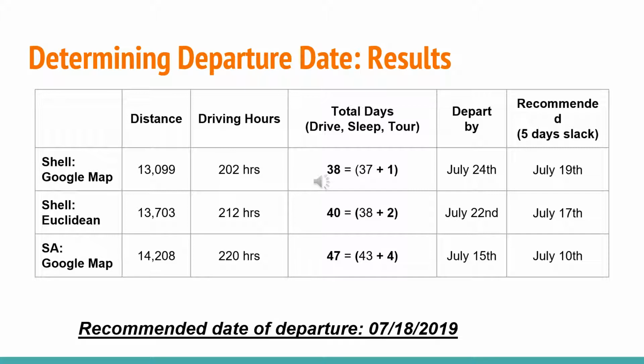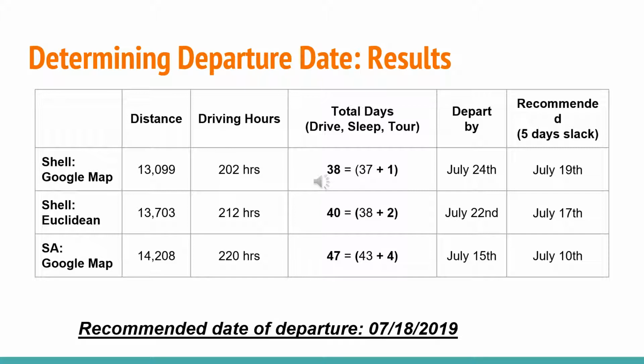Google Maps using the shell heuristic gave us the shortest distance in terms of both driving time and distance, eventually giving us a departure date of July 24th, but recommended a departure date of July 19th.